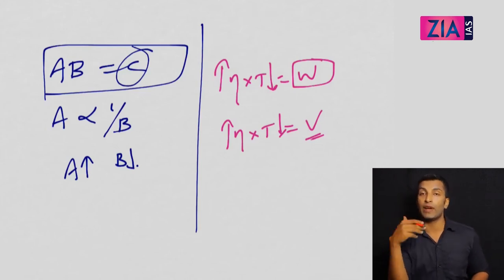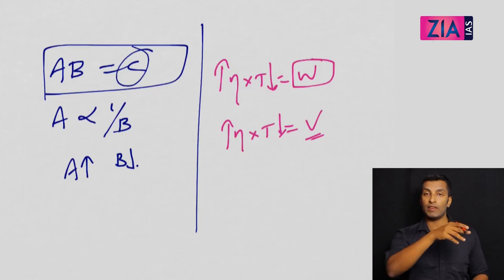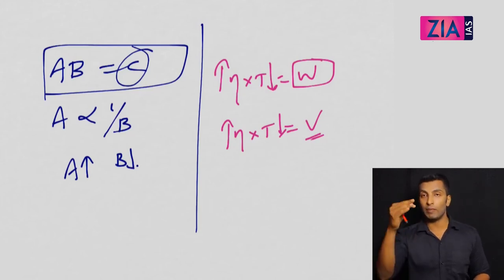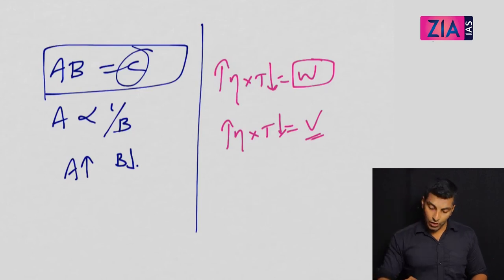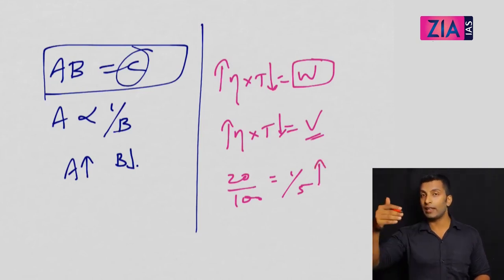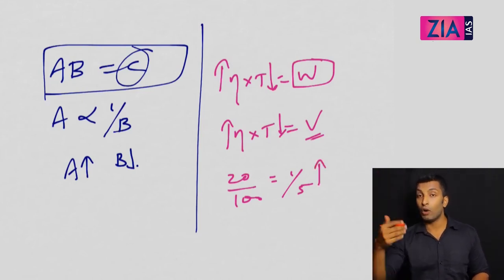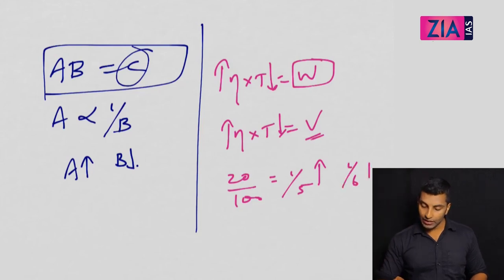So if the new motor is 20% more efficient compared to the previous one, what will be the reduction in time taken? So 20% more efficient means you will write it as 20 by 100. That's nothing but 1 by 5. So a 1 by 5 increase in efficiency will result in some reduction in time taken. How much reduction? 1 by 6 reduction in time taken. What is 1 by 6? That is 16.66% reduction in time taken.